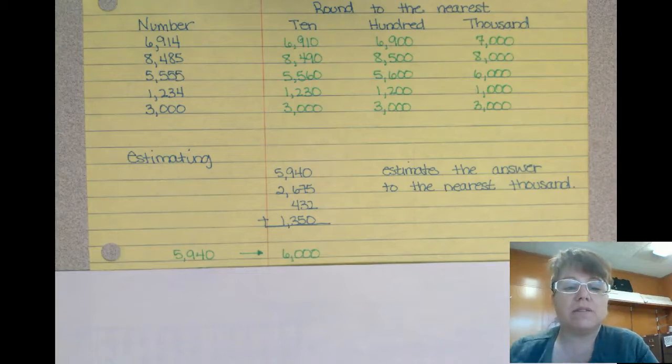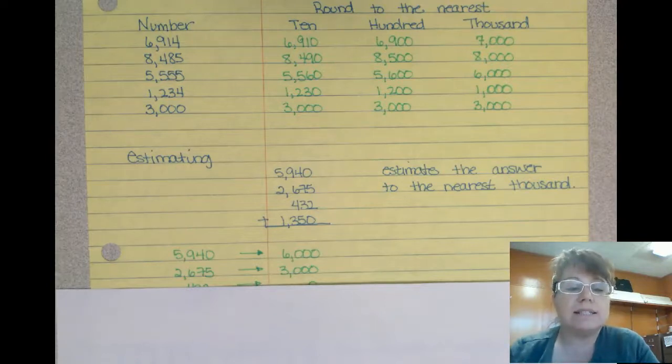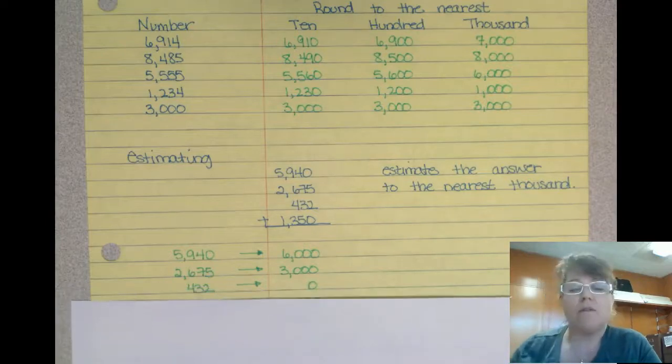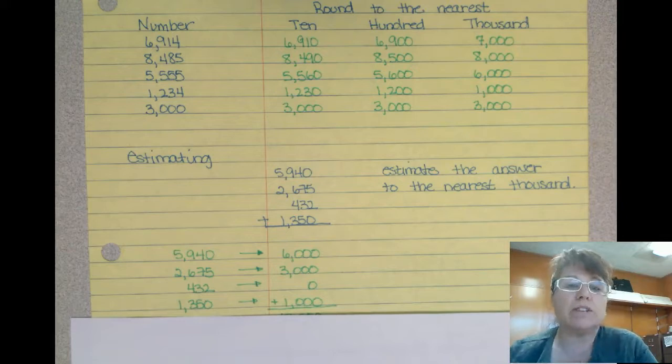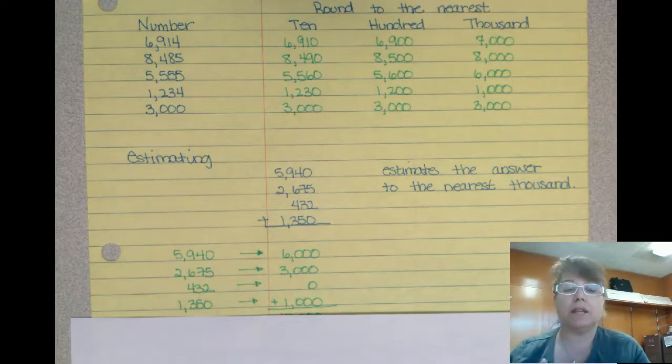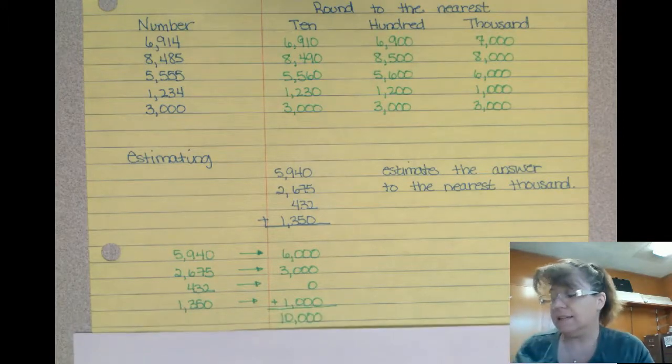So 5,940 rounded to the nearest 1,000 is 6,000. 2,675 rounded to the nearest 1,000 is 3,000. 432 rounded to the nearest 1,000 is 0. So our choices were 1,000 or 0, and it's actually closer to 0, so we're going to round it down to 0. 1,350 rounded to the nearest 1,000 is 1,000. Now this is a much more simple problem than our original problem. So 6,000 plus 3,000 plus 0 plus 1,000 is 10,000.